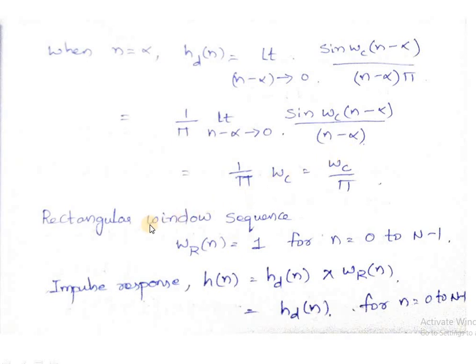And since we are asked to use a rectangular windowing sequence in this case, the rectangular window is defined as WR of n equal to 1 for n equal to 0 to N minus 1. Therefore the required impulse response h of n can be calculated as the multiplication of hd of n, the desired impulse response, with the rectangular windowing function. Since the rectangular windowing function is simply equal to unity for all those N samples, this can be simply written as hd of n for n equal to 0 to N minus 1.